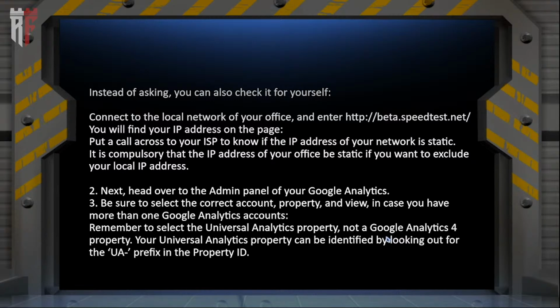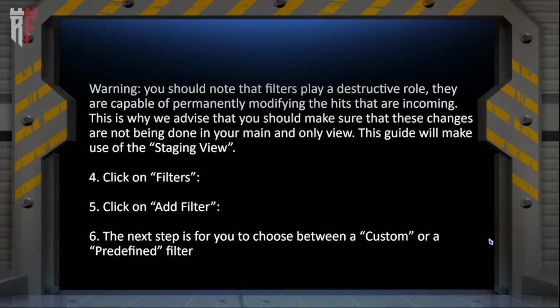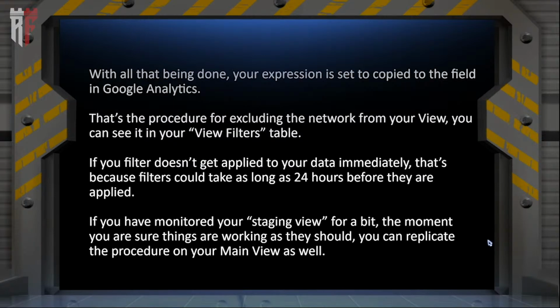Right? Once we have that information, go over to the admin panel of your Google Analytics. Make sure you've got the correct account and property. Right? Once you do that, now we can filter in the staging views. Add a filter for the IP and add it for the ISP. Once we're done with that, we are complete. We're done. Now, I know this tutorial was a mouthful. There are a lot of steps when you're wanting to exclude your traffic from your IP and ISP address.